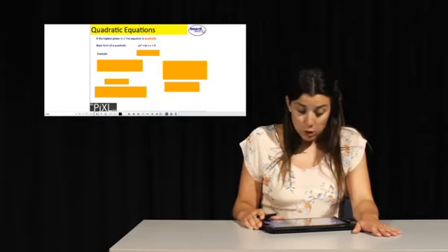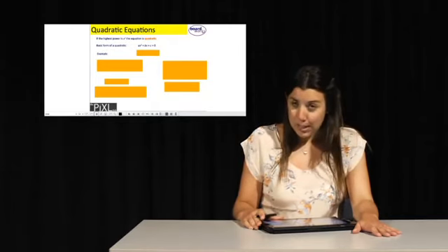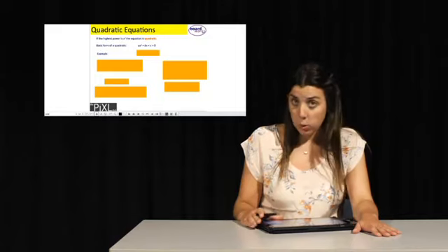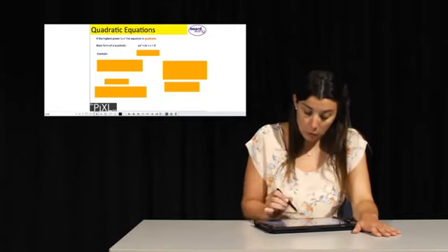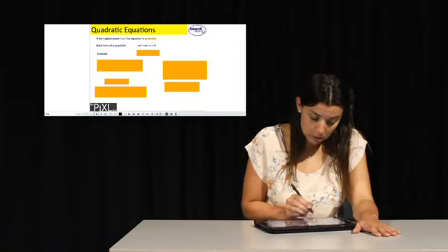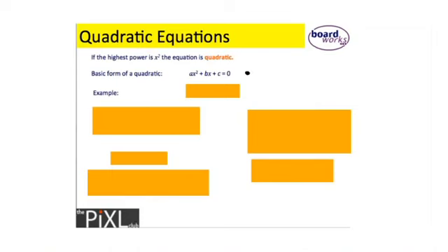First off, quadratic equations. If the highest power is x squared, an equation is quadratic. The basic form of a quadratic equation is shown here on the screen. A, B and C are numbers, positive or negative. X squared is a term that must be there if it's a quadratic, and it must be the highest power. So for example, if there was x cubed, that would no longer be a quadratic, it would be a cubic graph. So here we're looking at the highest power being x squared.